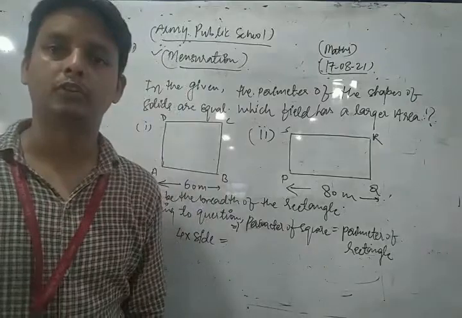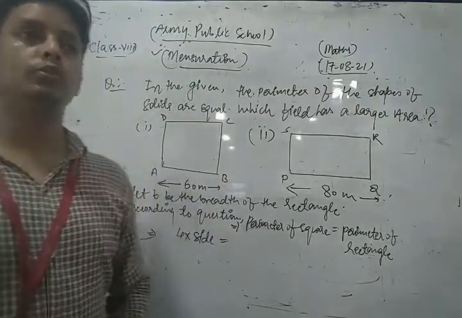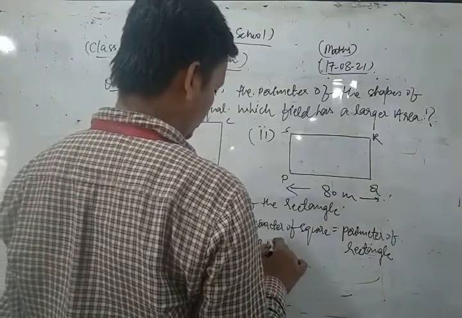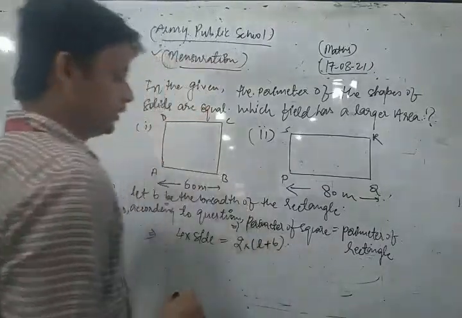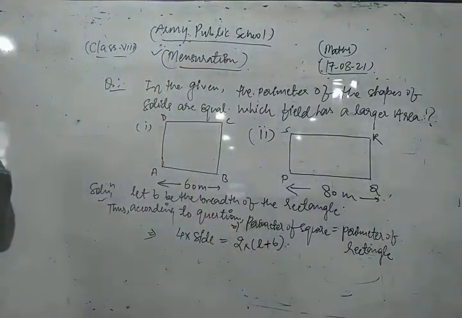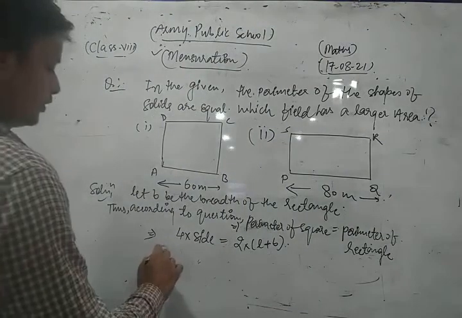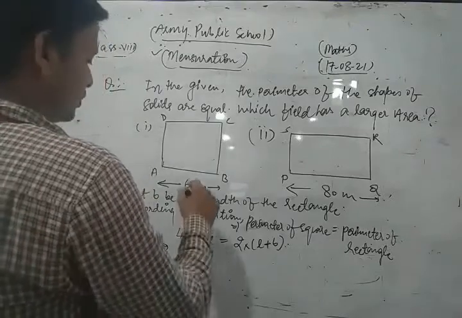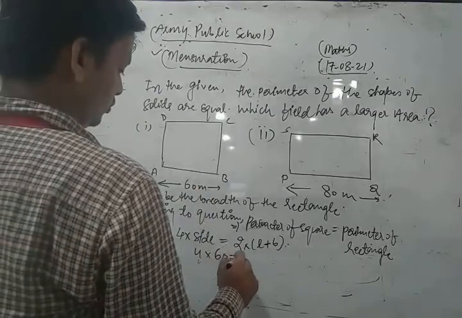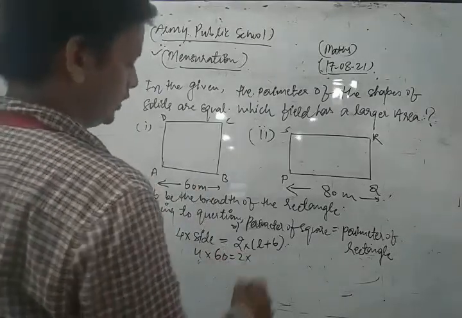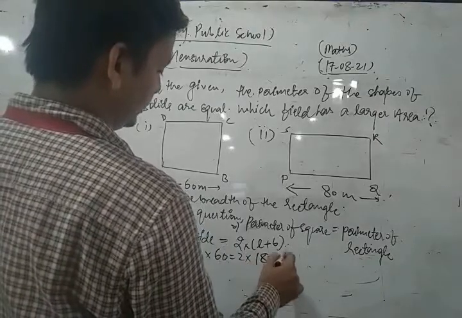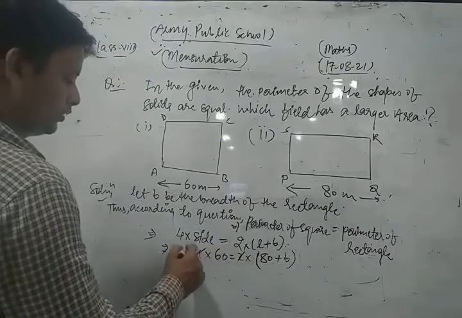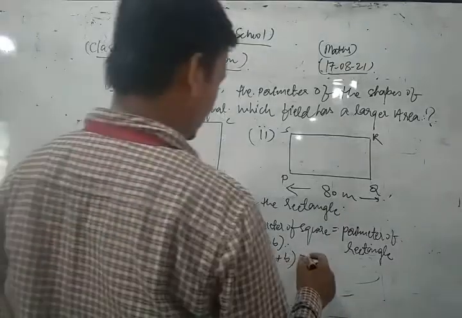I just discussed that the formula for the perimeter of a rectangle is 2 into (length plus breadth). Now we write 4 into side. Each side of the square is 60, equal to 2 into length, which is 80, plus breadth. First of all, we find its breadth. Now 2 into 4, 60 is 120.